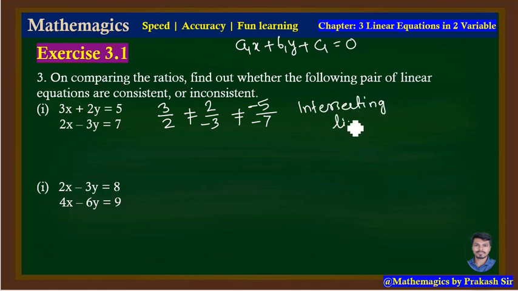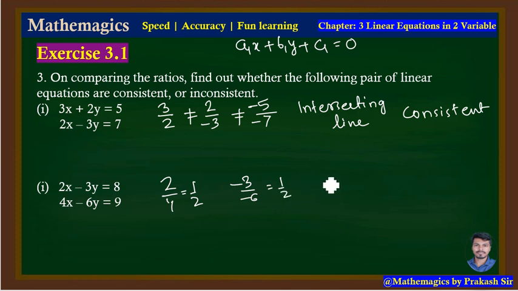An intersecting line has the unique solution. That's why this is consistent. Now the second one we are taking, the ratios are 2 by 4, which is written as 1 by 2. Second one is minus 3 by minus 6, again which can be written as 1 by 2. And the third one is minus 8 by minus 9. Here the first condition is equal, but the second condition is not equal.